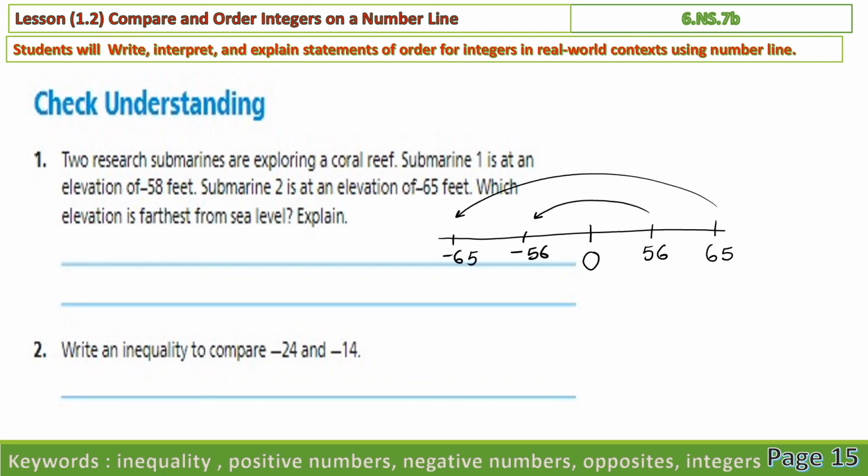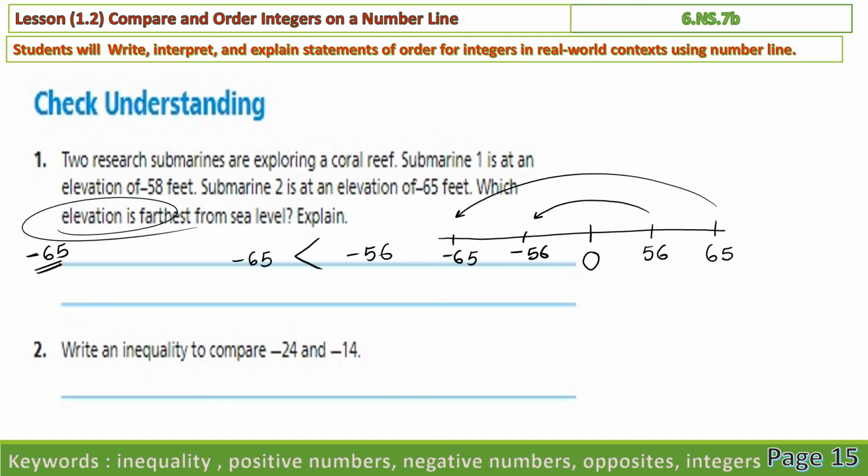Now which is farthest? -65 is farthest. Now can you compare them? Let's compare. Here -65, here -56. What is smaller? The one which is farthest is smaller than the one which is nearest.